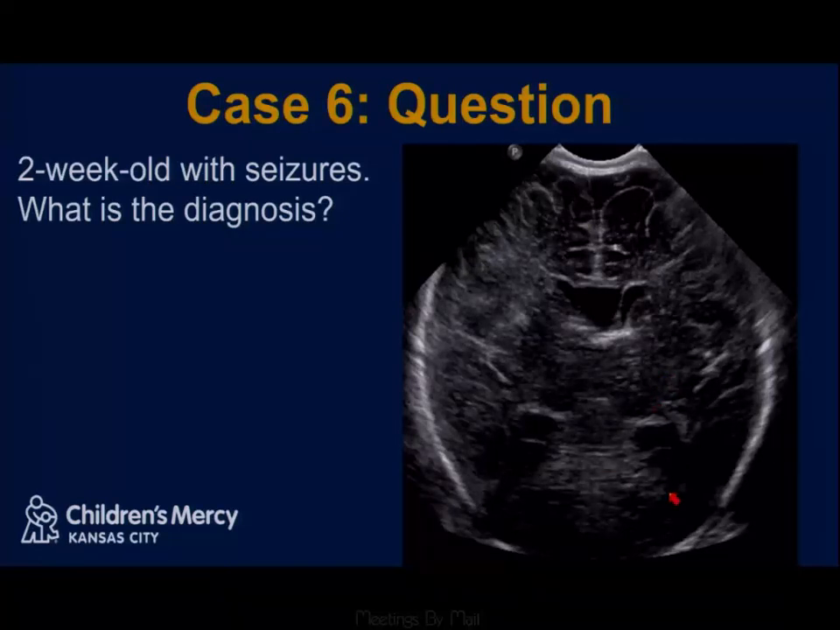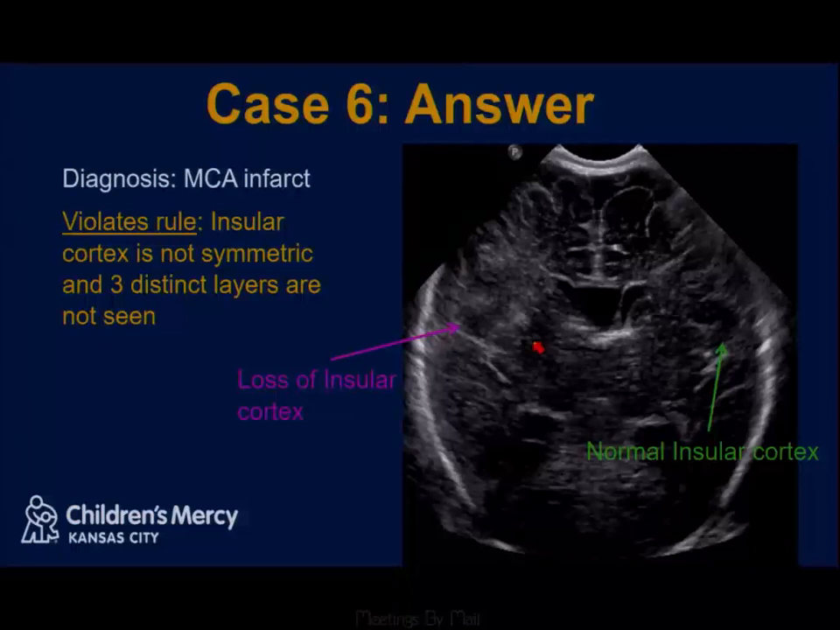Here's a 6-week-old. I think this one's probably the hardest case that I'm going to show you. And so here again, we're looking at those 3 layers of cortex, and we're looking specifically at the insula here. So on this side, you see the nice insula, you see the nice gray matter here. And on this side, you've really lost it with loss of that gray-white differentiation. So this is an MCA infarct. You see that normal insular cortex on this side, and you just see loss of that nice insular ribbon on that side.